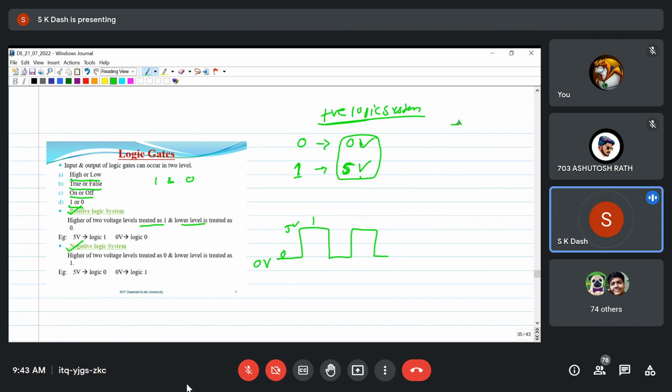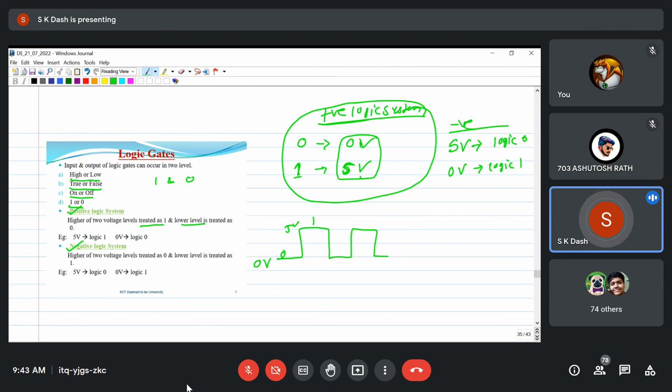In that case, your 5 volt will represent logic 0, and 0 volt will represent logic 1. Unless mentioned otherwise, we will go for the positive logic system all the time. If it has to be a negative logic system, then we will exclusively mention it. So the smaller one will be expressed as 0, and the larger one will be presented as level 1.